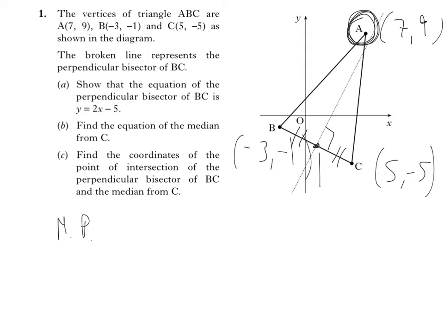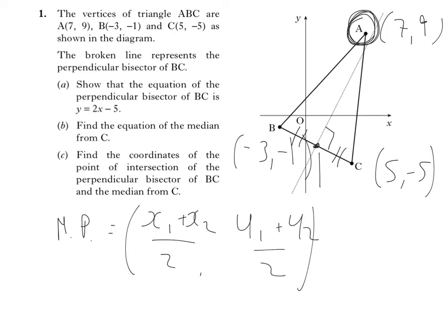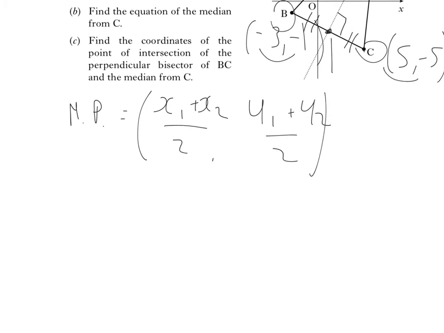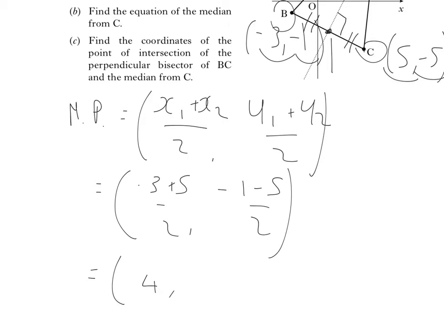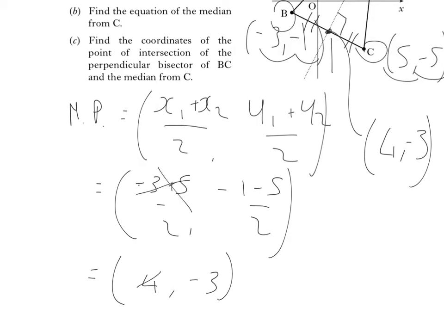For the midpoint it's (x1 plus x2) over 2, (y1 plus y2) over 2. And it's the midpoint, as you can see, of BC. So (-3 plus 5) over 2, and (-1 minus 5) over 2. 3 plus 5 is 8, 8 over 2 is 4, -1 minus 5 is -6, -6 over 2 is -3. So we've now got the midpoint, which is (4, -3). We made a mistake there. -3 plus 5 is 2, 2 over 2 is actually 1.